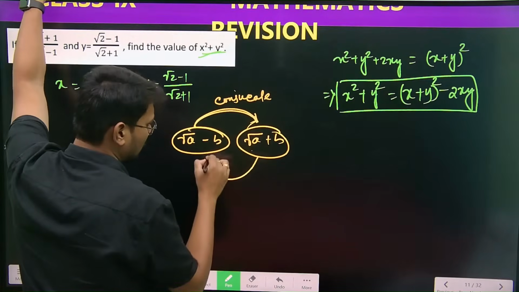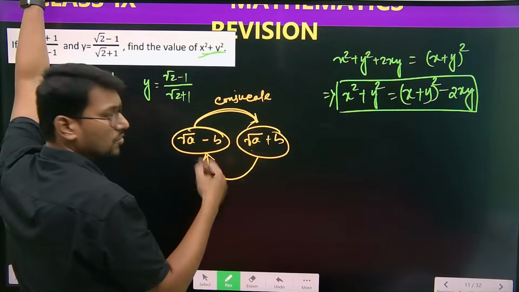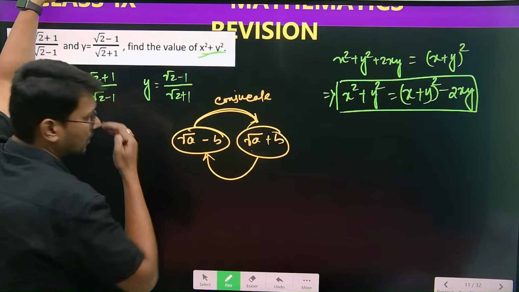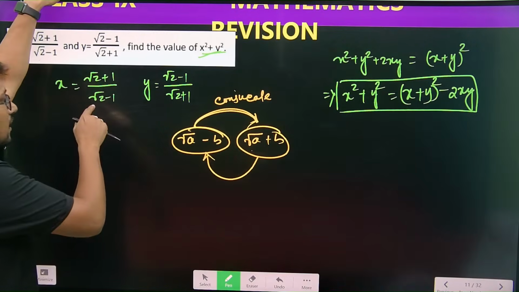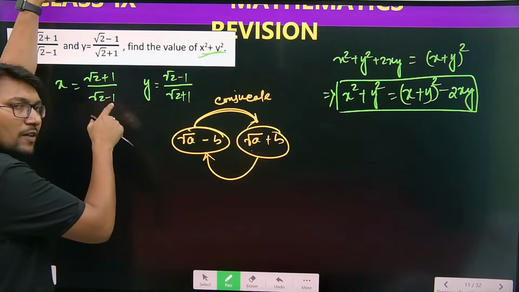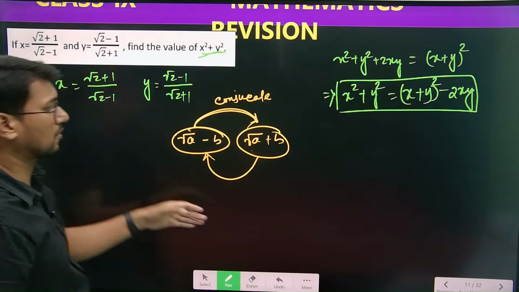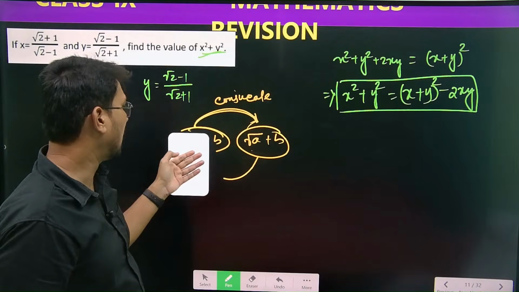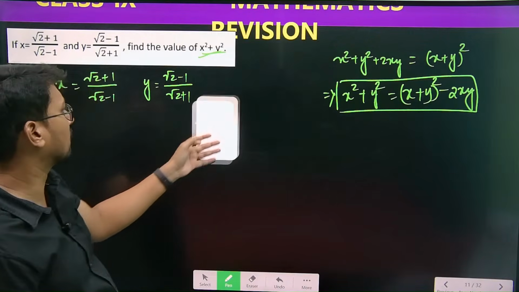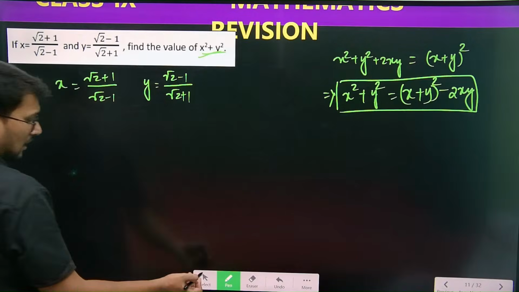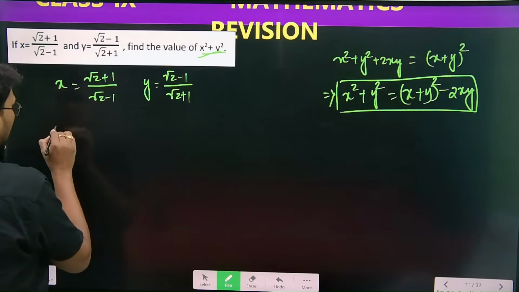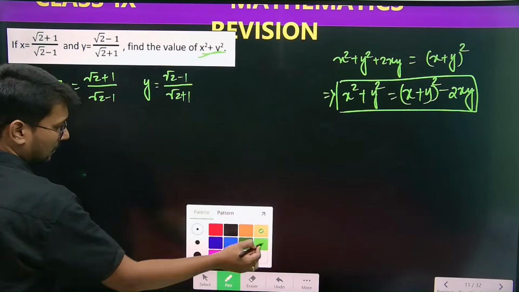And this is also a conjugate, vice versa. They are conjugates of each other. Right, everyone? So if it is root a minus b given, you have to multiply by root a plus b. And if root a plus b is given, you have to multiply by root a minus b. Meaning, I have to simplify for x here, right?